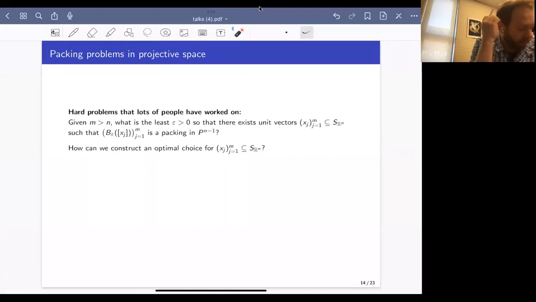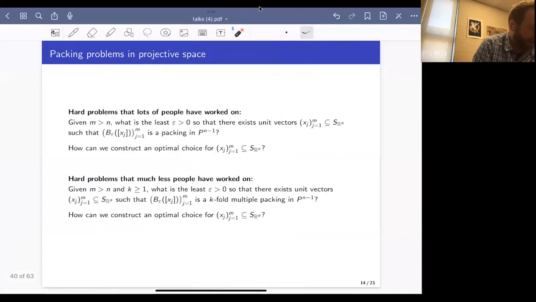And so tons of people are really interested in these packing problems in projective space. They're super hard, very interesting, lots of open questions. Much less work has been done on these multi-packings. And so one of the things that I think would be cool is if this gives maybe some motivation to look at this. I think there's very little known. Hopefully I didn't offend anybody by saying that. Maybe prove something about multi-packings.